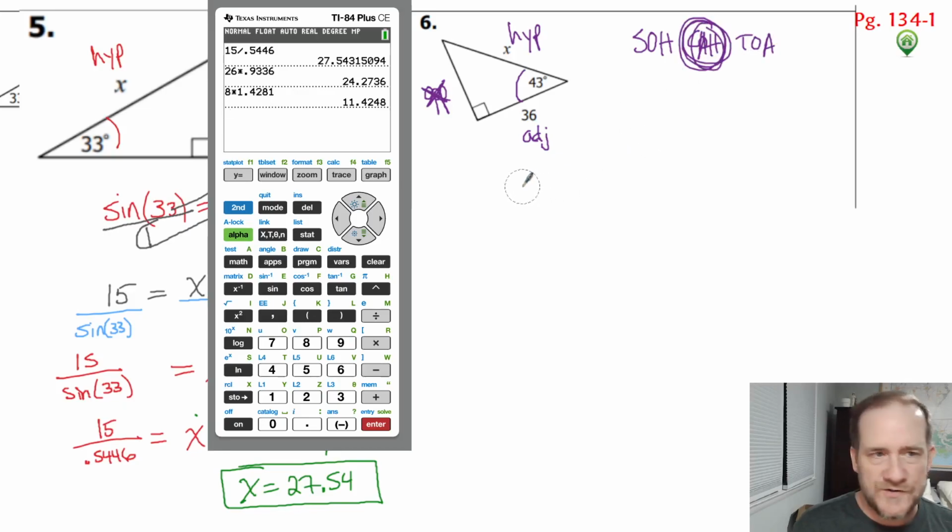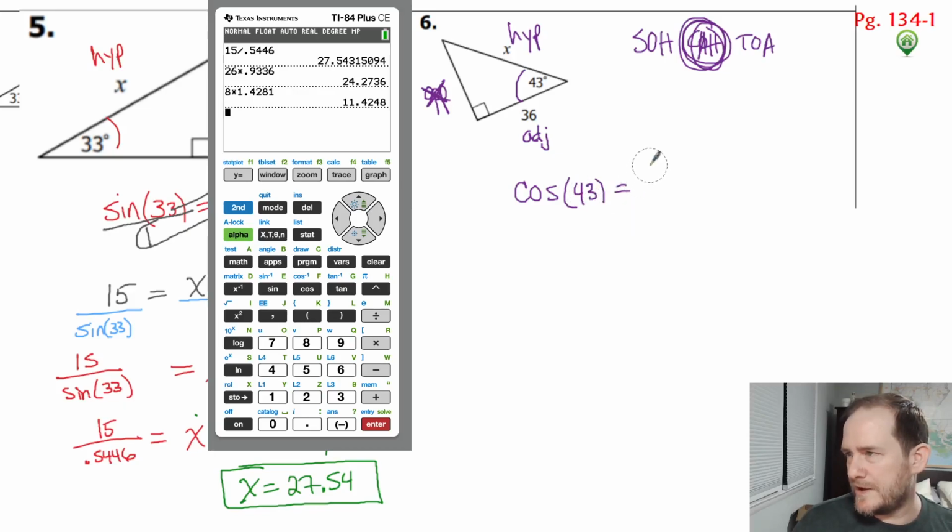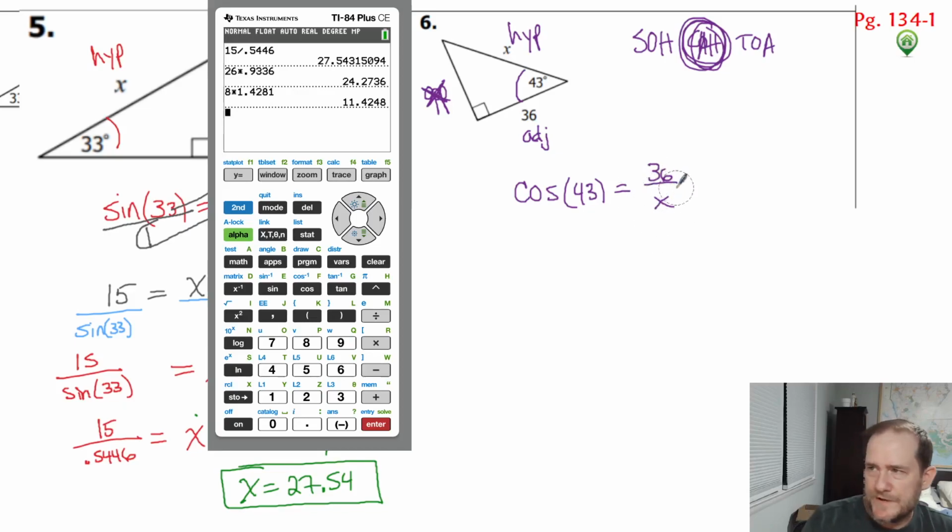So write me an equation. Cosine of 43 is equal to adjacent over hypotenuse, so 36 over x. And we see that this is now another example where the x is in the denominator. So the algebra plays out a little bit differently. When I cross multiply, I don't get 1 times x, I get 1 times 36. So we get a 36 over here on the left. And then we get x times the cosine of 43.